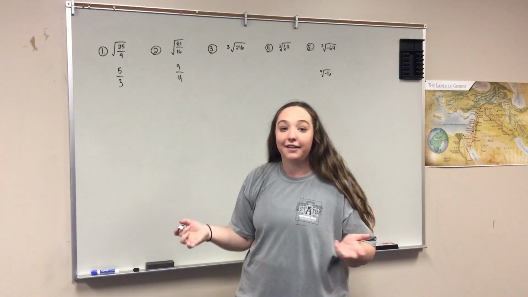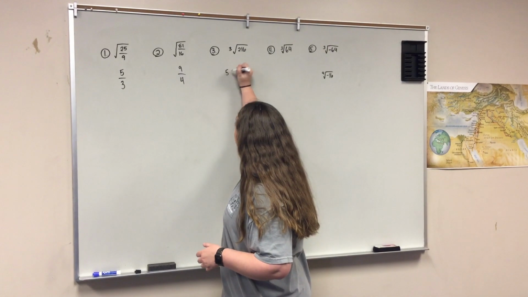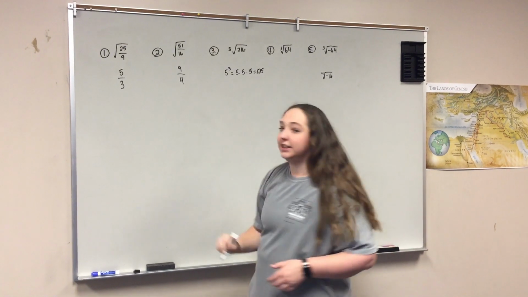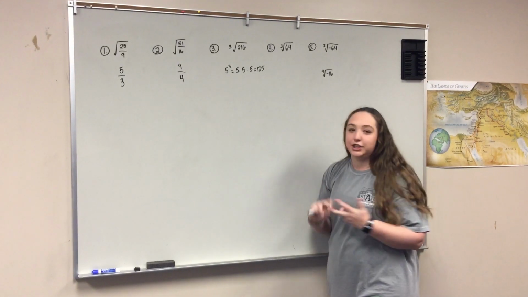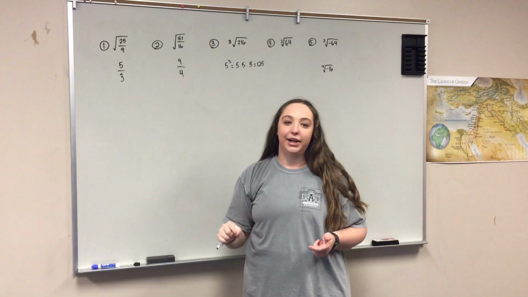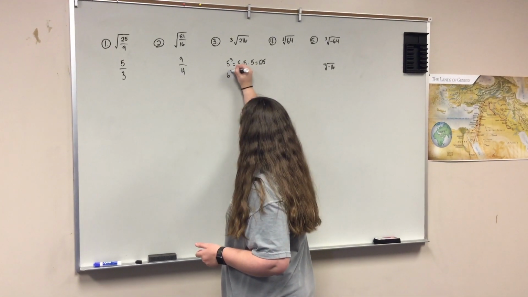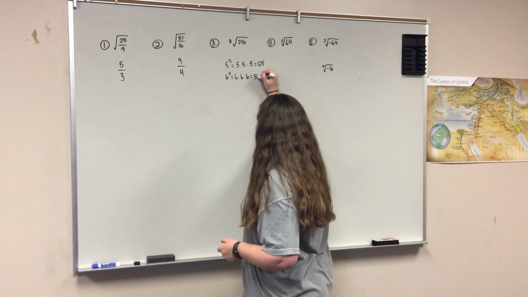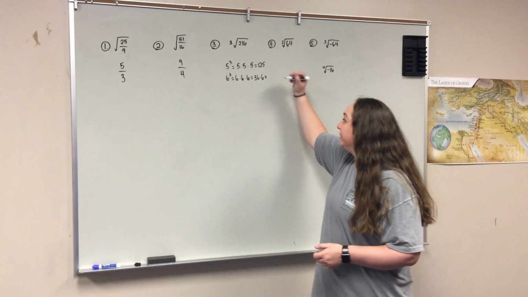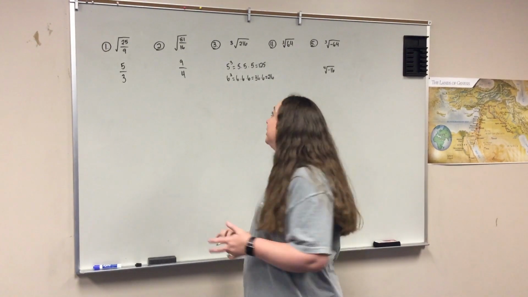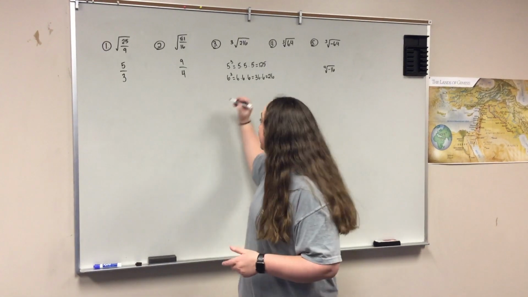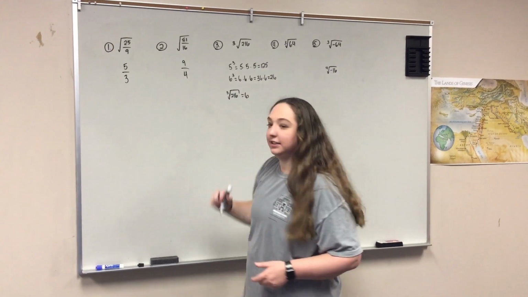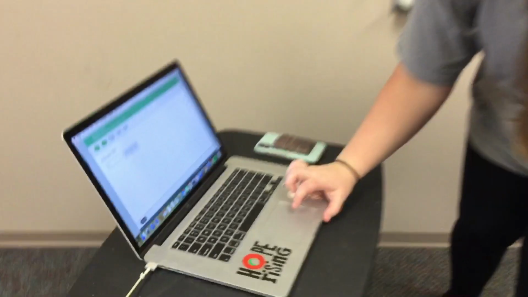So Coach Riley used 5 cubed in his example, and 5 cubed is 5 times 5 times 5, and that equals 125. So if 5 cubed equals 125 and we're looking for 216, we know we probably need to use something a little bit bigger. So let's try 6 cubed. So 6 cubed equals 6 times 6 times 6. And 6 times 6 is 36, and 36 times 6 is 216. So 6 cubed is 216. So the cube root of 216 is going to equal 6. So that's the answer for number 3, is just 6.